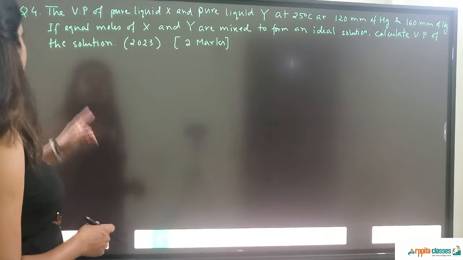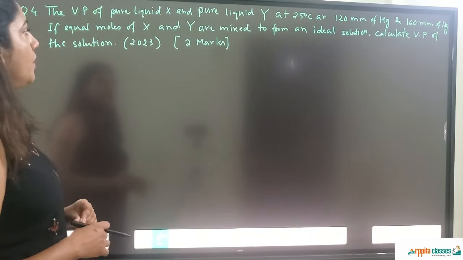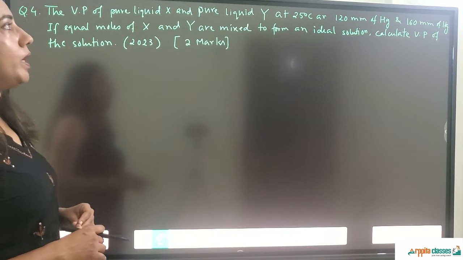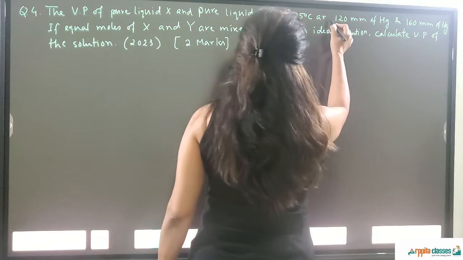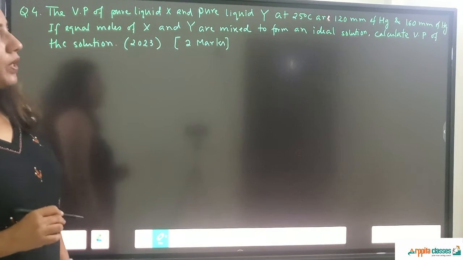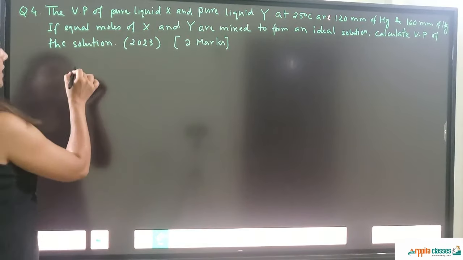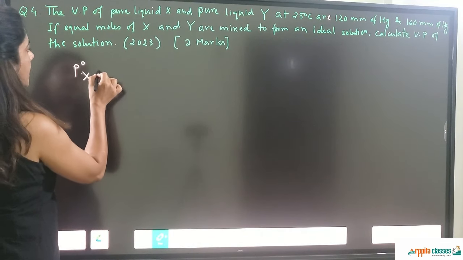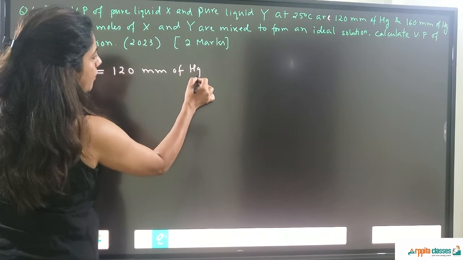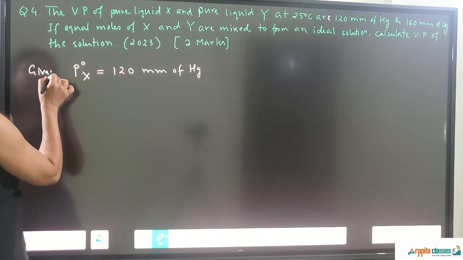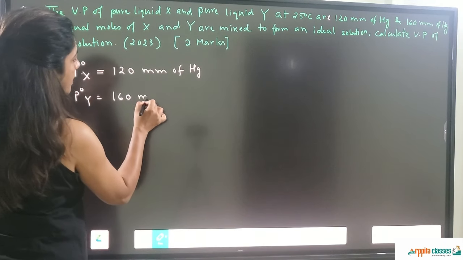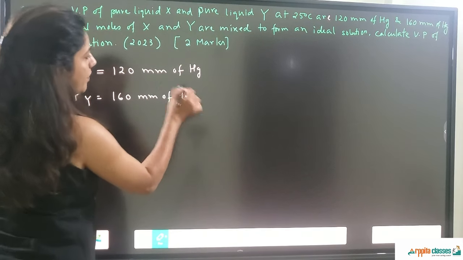Let's start with the next question. Question number 4. It has come in 2023 for 2 marks. The vapor pressure of pure liquid X and pure liquid Y at 25 degrees Celsius are 120 millimeter of Hg and 160 millimeter of Hg respectively. Okay, so vapor pressure of pure liquid X, that is P naught X, is equal to 120 millimeter of Hg. First you have to write down the given information. So I am writing here the given information, and P naught Y is equal to 160 millimeter of Hg. These two things are given to us.